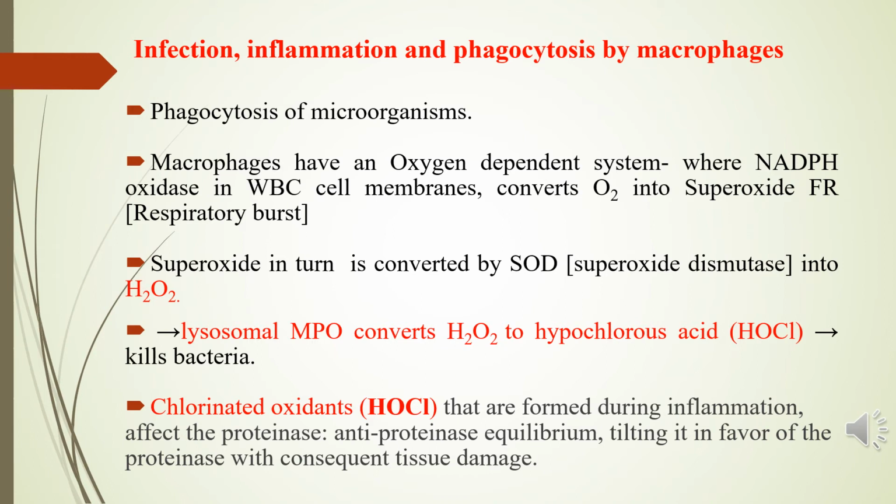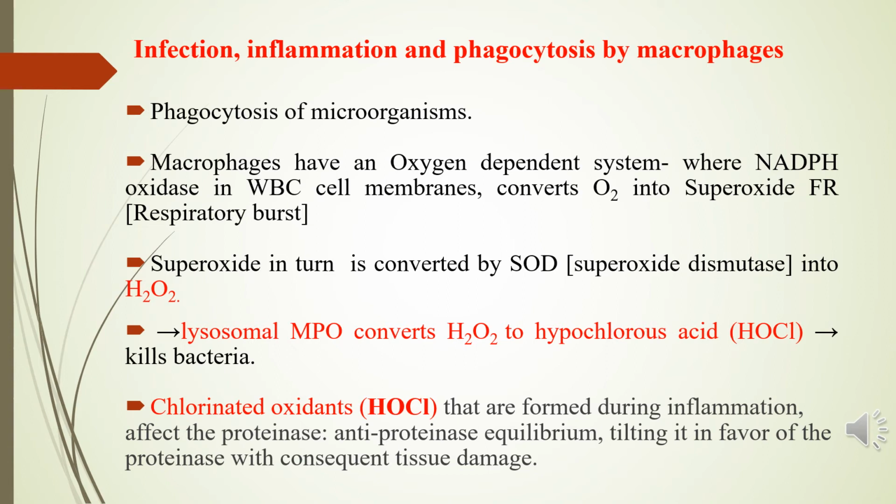But what about infection and inflammation? And what occurs in these cases? When there is infection or inflammation, there is recruitment of phagocytes and macrophages to the site of infection or inflammation, and phagocytosis of microorganisms, especially bacteria and foreign particles, occurs as a defense mechanism during infection.